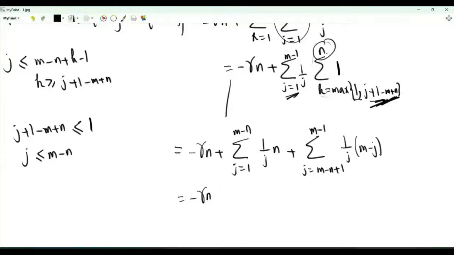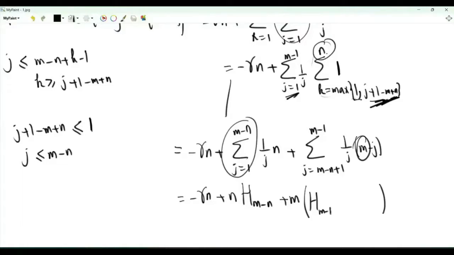This is minus gamma n plus n H_{m minus n} plus m. Then we can write down the sum of 1 over j as the difference between two harmonic numbers, H_{m minus 1} minus H_{m minus n}. We also sum minus j over j, which is minus 1. How many times? n minus 1 times.